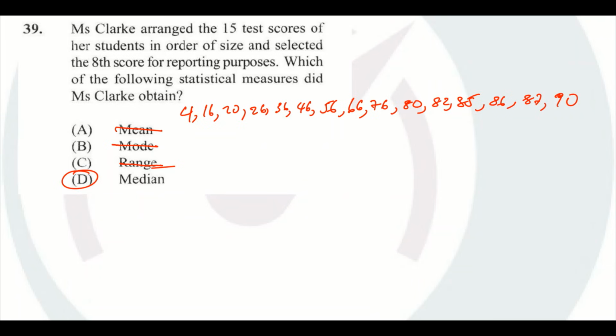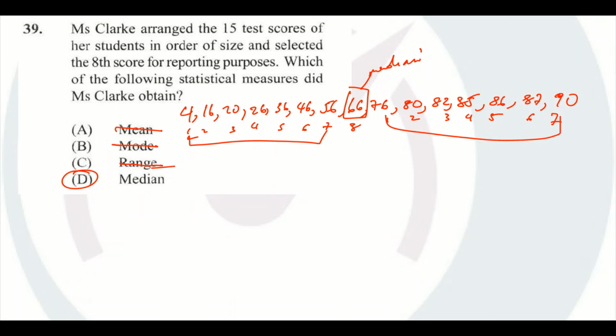So let's say these are the scores. The 8th score is going to be 1, 2, 3, 4, 5, 6, 7, 8. So the 8th score is going to be 66. Alright? And that's the middle one. That's the median. How do we know it's the median? Let's see how many numbers we have here. 1, 2, 3, 4, 5, 6, 7. So we have an equal amount of numbers on both sides. So the middle number gives us the median. So she found the median.